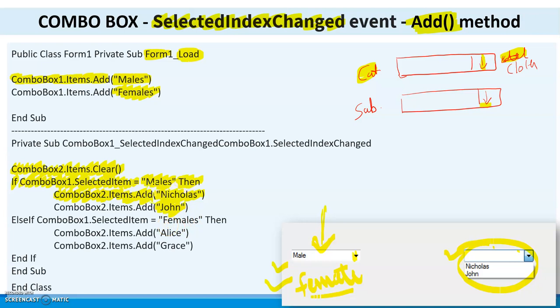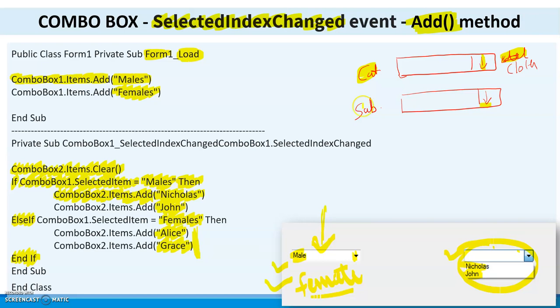If it is not males, it means surely it is female, right? So else if the selected item is females, in that case add Alice and Grace, right? So if you select male over here, you will see Nicholas and John in the drop down, and if you select female, you will see Alice and Grace, right? So this is about the add method.